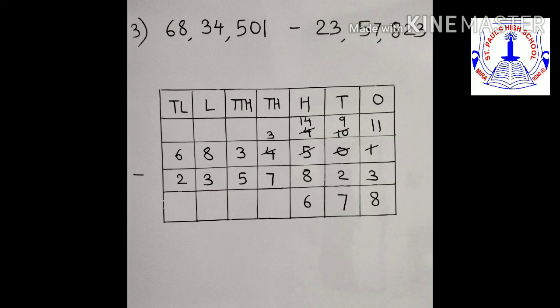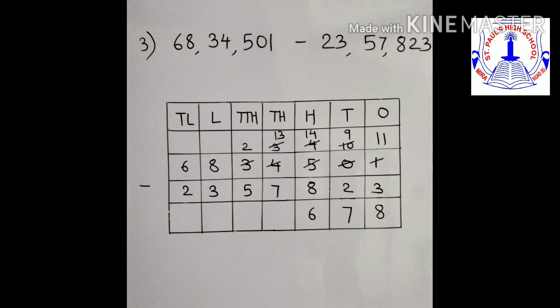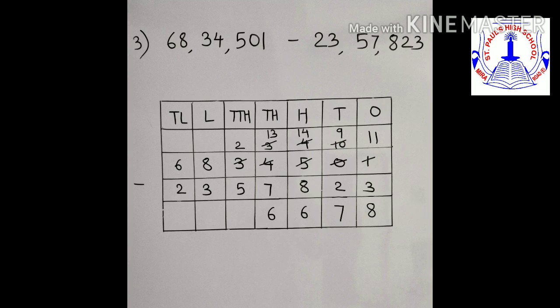In the thousands place you can see 3 minus 7. As 7 is greater than 3, we cannot subtract 7 from 3. So we have to borrow from the 10,000s place. When we borrow 1 from the 10,000s place, 3 will reduce to 2 and 3 will become 13 in the thousands place. So 13 minus 7 is equal to 6.